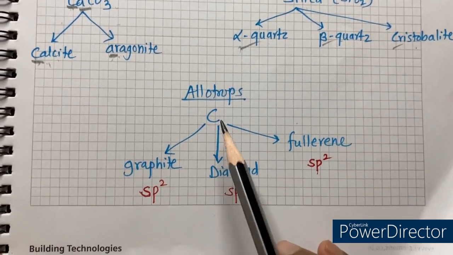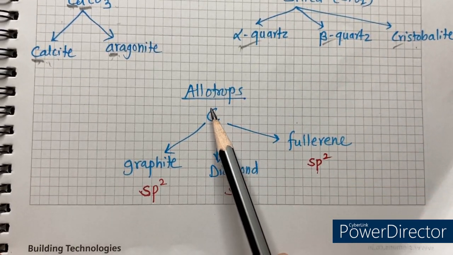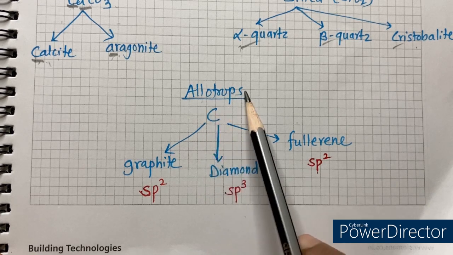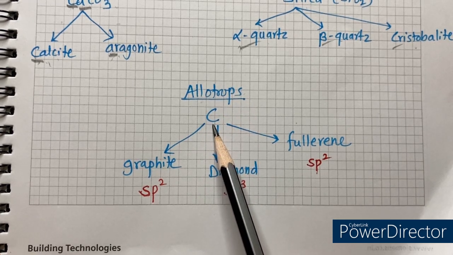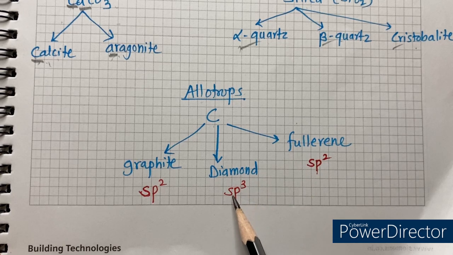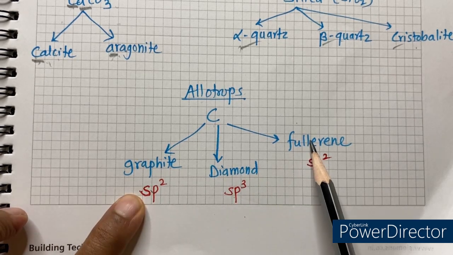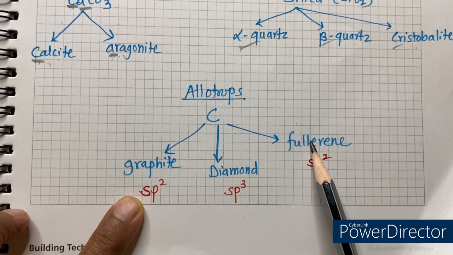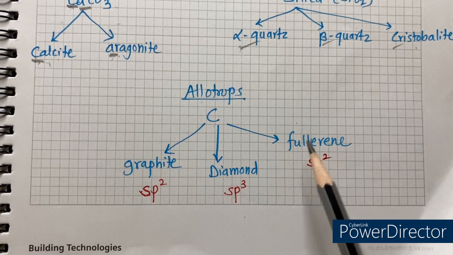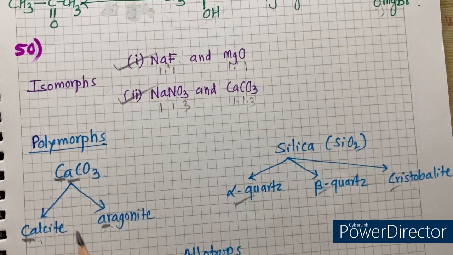Okay, then those elements that show polymorphs are called allotropes. You know the allotropes of carbon: graphite, diamond, fullerene. Out of that, this and this are sp2 hybridized. Okay, in this way you have to remember some polymorphs of different compounds.